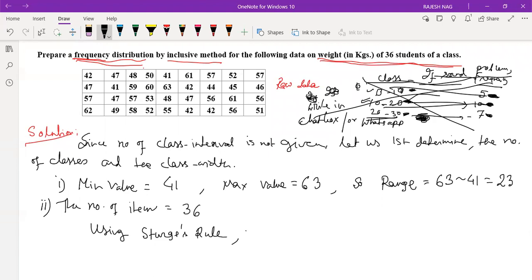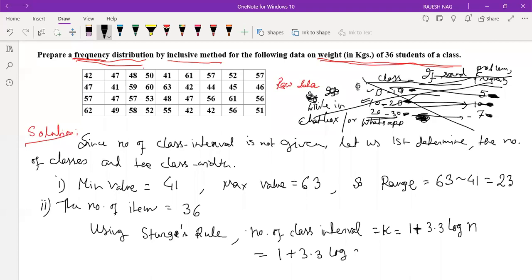Sir, which rule? Using Sturges' rule, the number of class intervals K is equal to 1 plus 3.3 log n, that is equal to 1 plus 3.3 log 36. And log is a mathematical function.